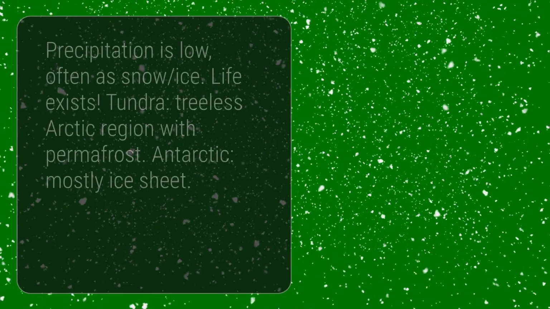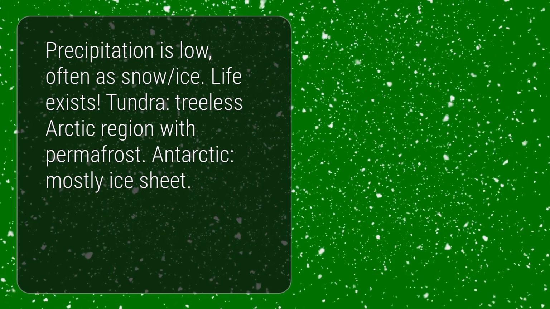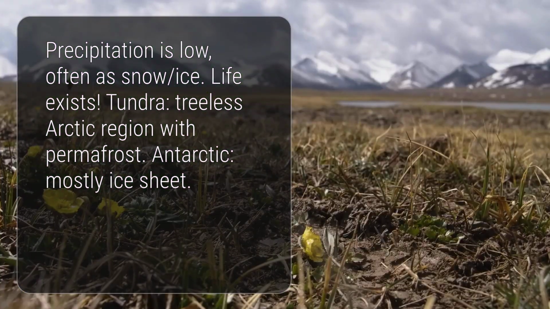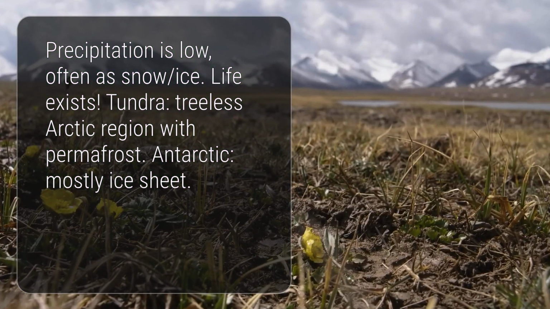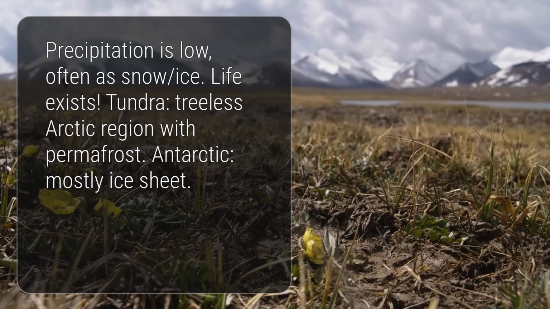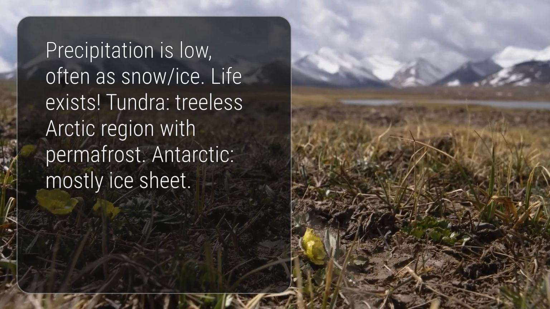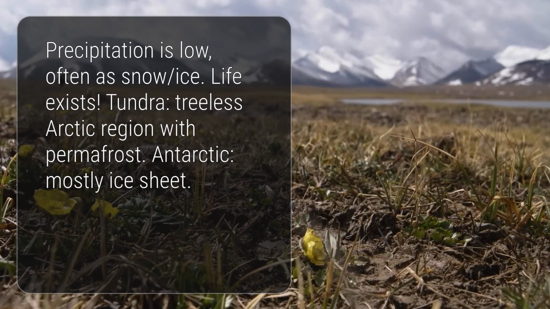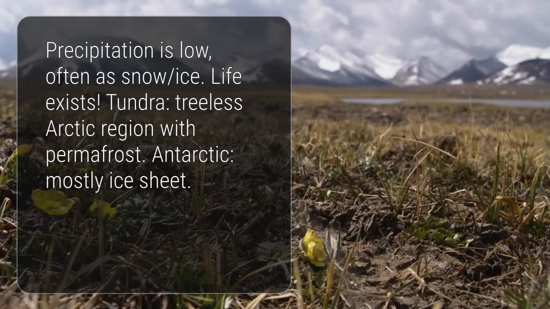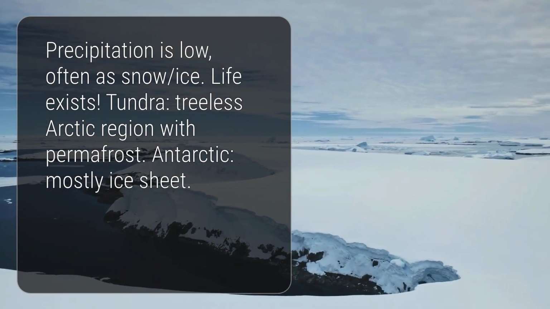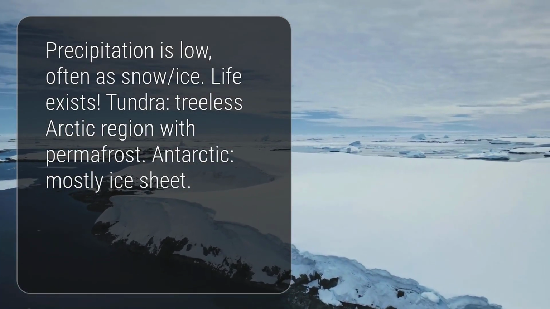Precipitation is very low in the polar zone, often falling as snow or ice. Despite the cold, life exists here. The tundra is a treeless region found in the Arctic polar zone, with permafrost, permanently frozen ground, beneath the surface. The Antarctic polar zone is mostly covered by a massive ice sheet.